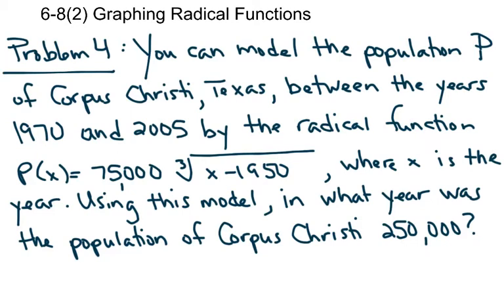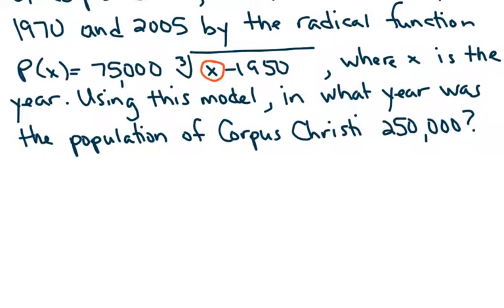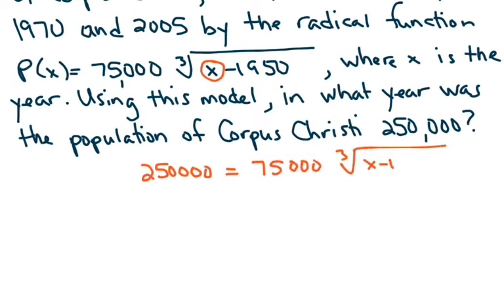Well, let's start the problem off by talking about it algebraically. In order to figure out what year, x, the population was 250,000, you would set the equation equal to 250,000. So then you have to ask yourself, how do you go about solving this algebraically? First, you should divide by 75,000. I know you really want to subtract 75,000, but remember, the operation going on between the 75,000 and the cube root is multiplication. So to get rid of multiplication, you have to divide. And you're going to get something like 3.33.